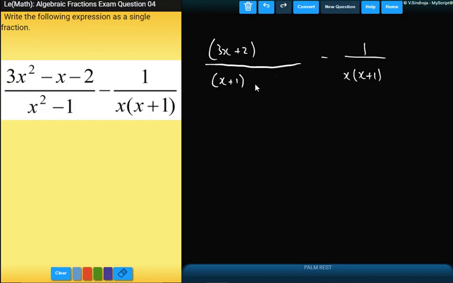Okay, so if we look at the denominator on both fractions, they both have that same bracket, x plus 1. This one hasn't got an x. So what we'll do is multiply top and bottom by x, and we'll end up with x(3x plus 2) over x(x plus 1). And then this one's already over the same denominator. So on the top, we'll end up doing that, take away 1. So we'll have x(3x plus 2), take away 1. And on the bottom, we'll have x(x plus 1).